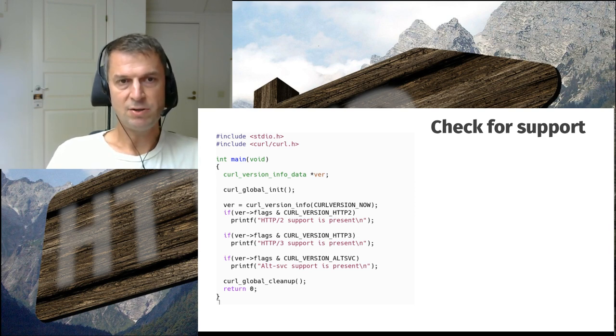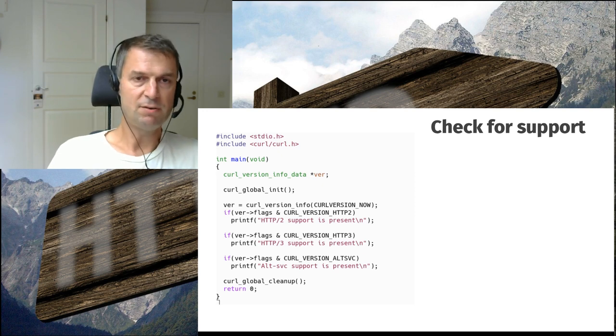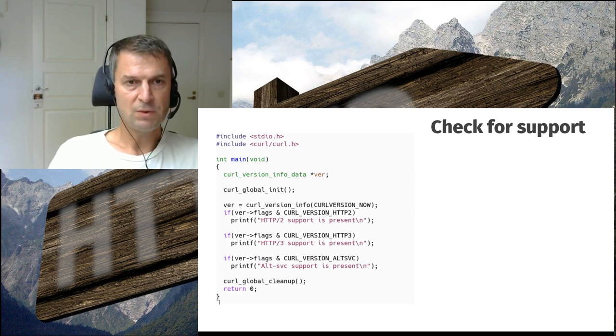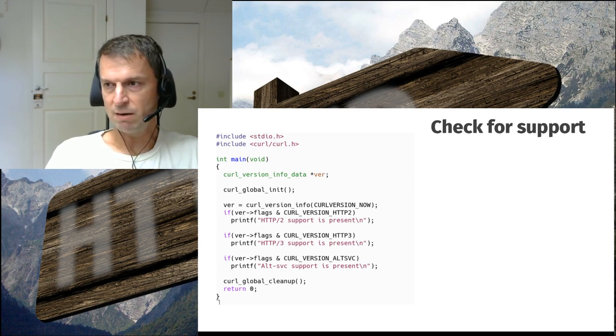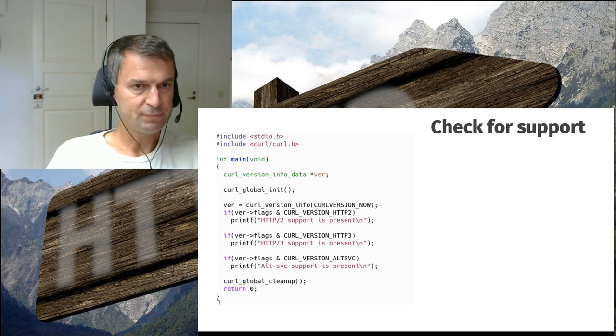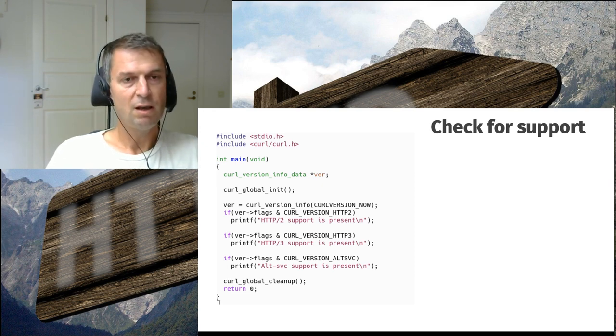And it basically returns a struct, a pointer to a struct really. And you can query it for feature bits there. Does it support HTTP2? Does it support HTTP3? Does it support Alt-Svc? And that is, of course, whether the existing library that you're using supports these features or not.